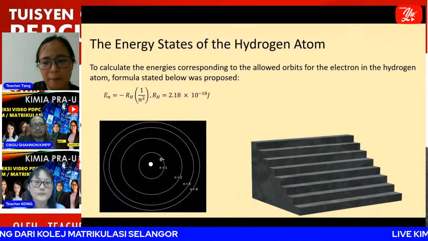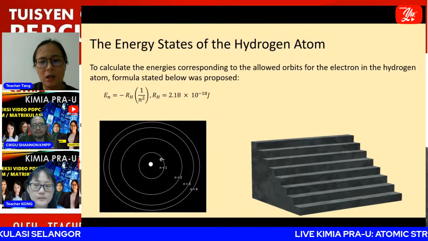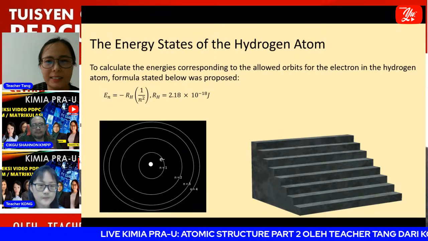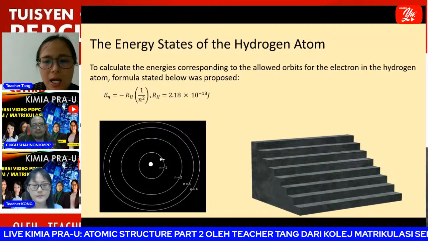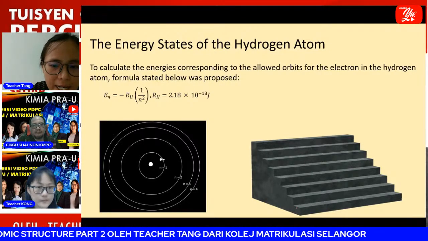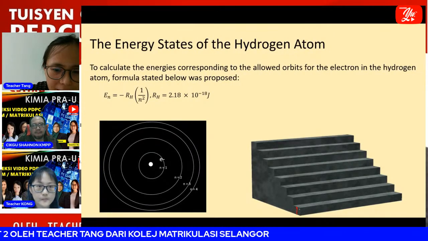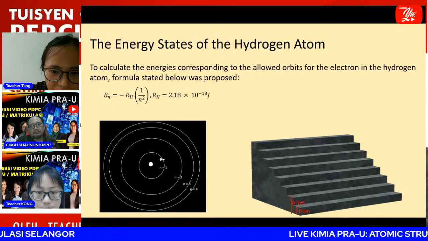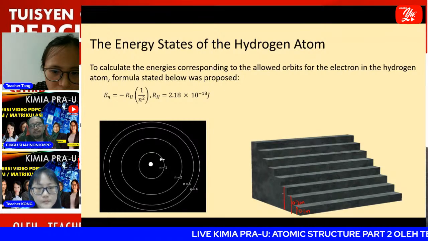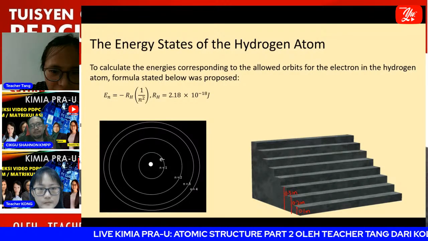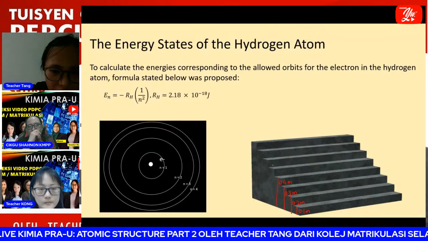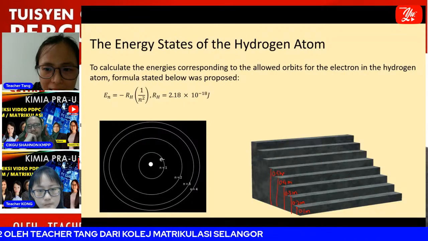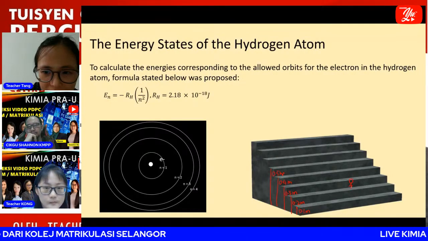We can illustrate the whole thing by imagining we are stepping up a staircase. For example, this is a staircase. The first step is about 0.1 meter from the ground, the second is 0.2 meter, the third is 0.3, the fourth is 0.4, and the fifth is 0.5 meter from the ground, and so on. Now I'm like the electron, and I'm standing here.